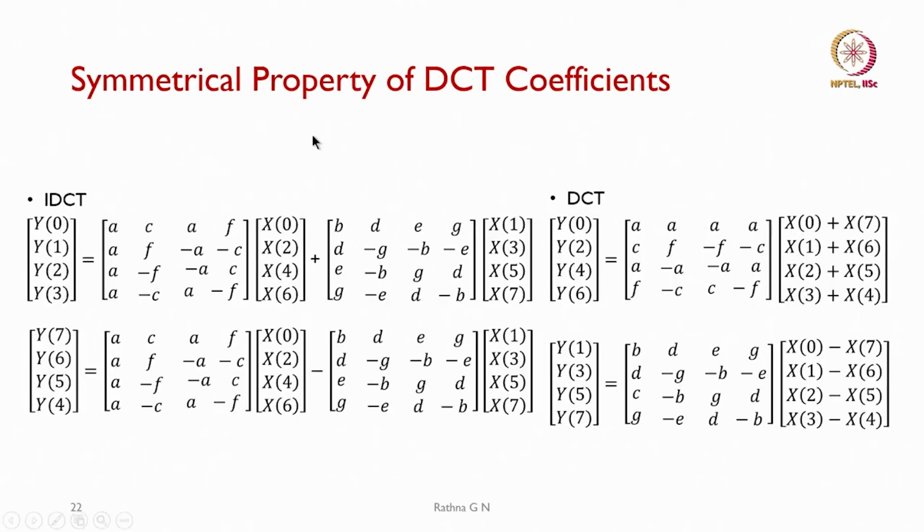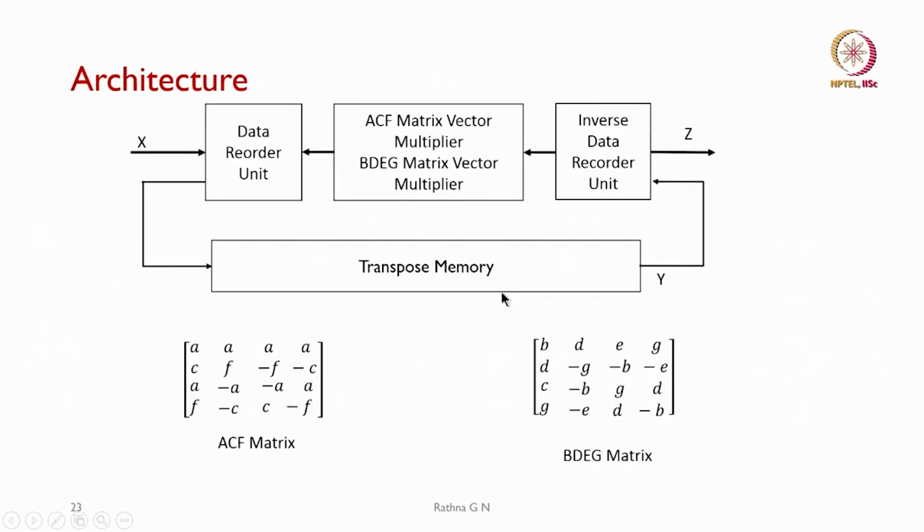So, the symmetrical property of the DCT coefficients is what you have seen. IDCT, after adding it, with the DCT part, by multiplying it, we will be getting it. The same thing is shown again, that from IDCT to DCT or DCT to IDCT, you will be traversing with the same type of coefficients.